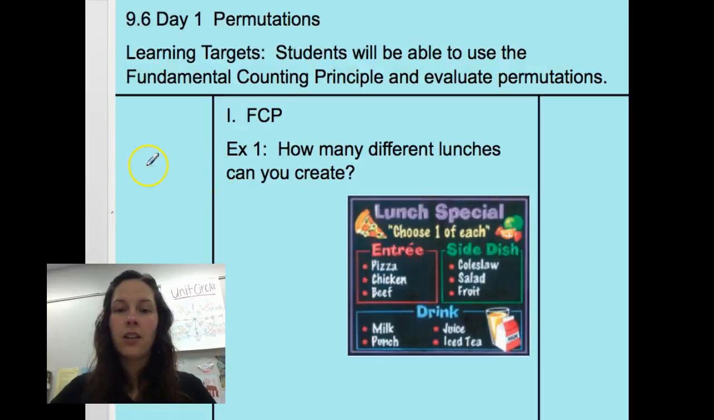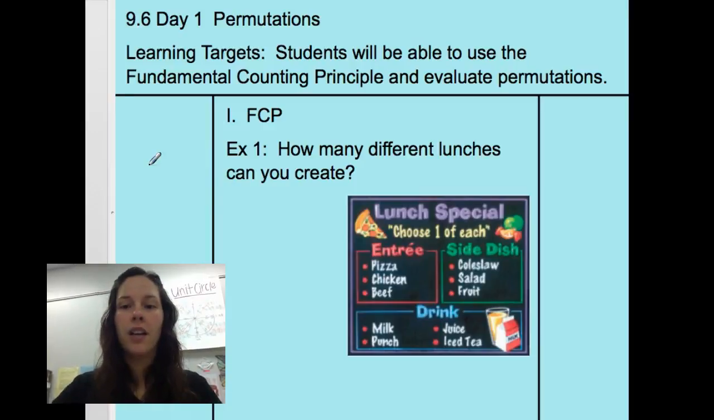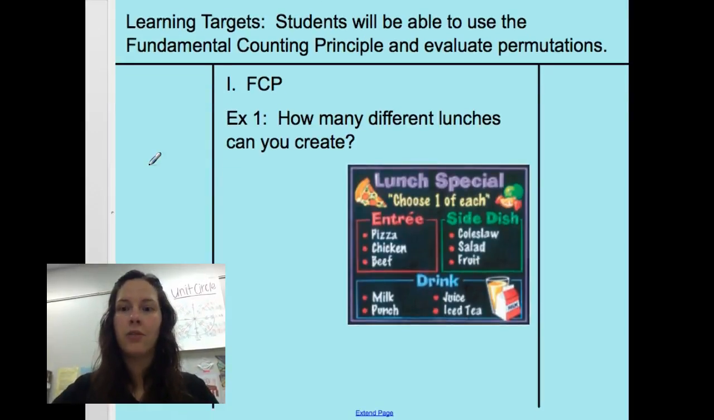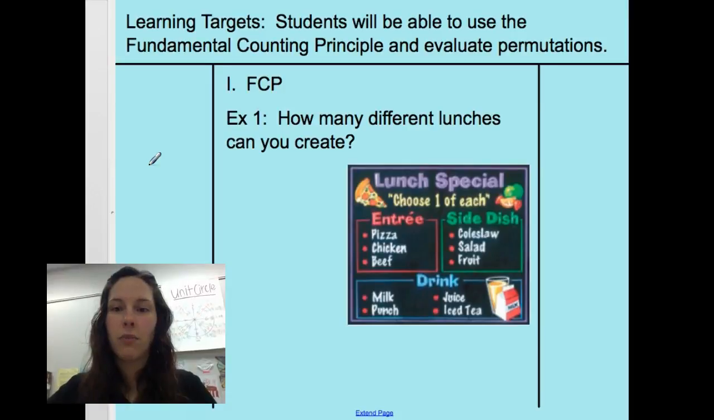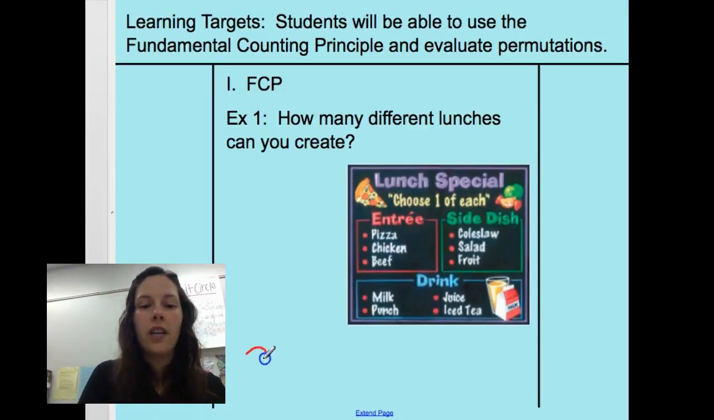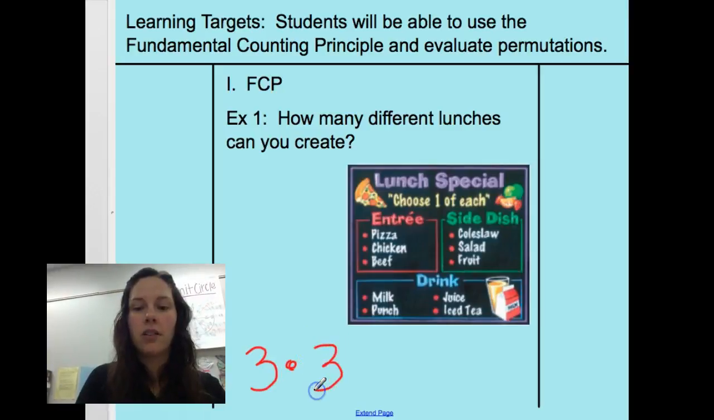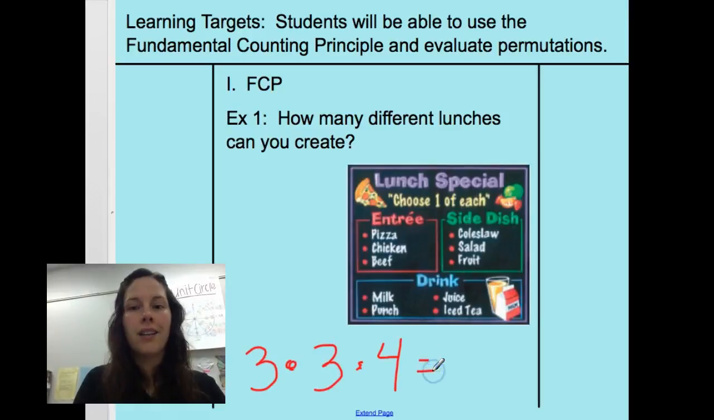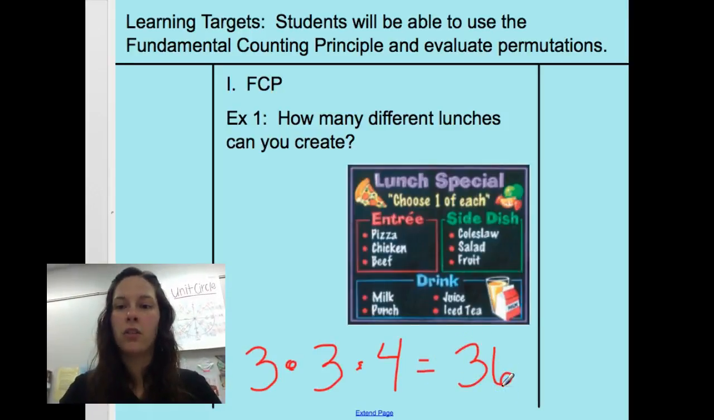So we're going to take a look at the fundamental counting principle first, really quickly, because it's quite simple and straightforward and easy to use. So we've got this lunch special menu. We have 3 possible entrees and 3 possible side dishes and 4 drinks from which to choose. 9 times 4 is 36 possible different lunches that we could create.